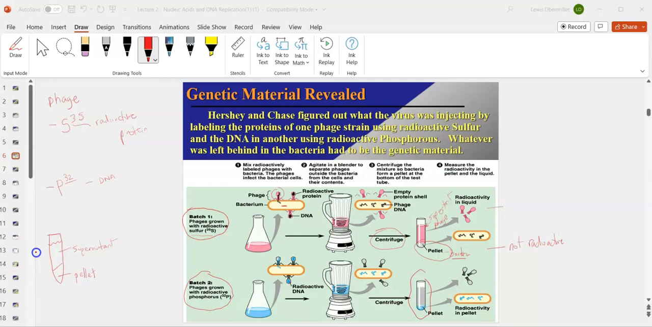Okay, we're talking about DNA, right? And so they centrifuged the viruses and bacteria, and in this case the pellet, which remember contains the bacteria, and the supernatant, and they found out the pellet is indeed radioactive. So this was the first evidence that DNA and not protein was the genetic material. And that's the Hershey and Chase experiment.